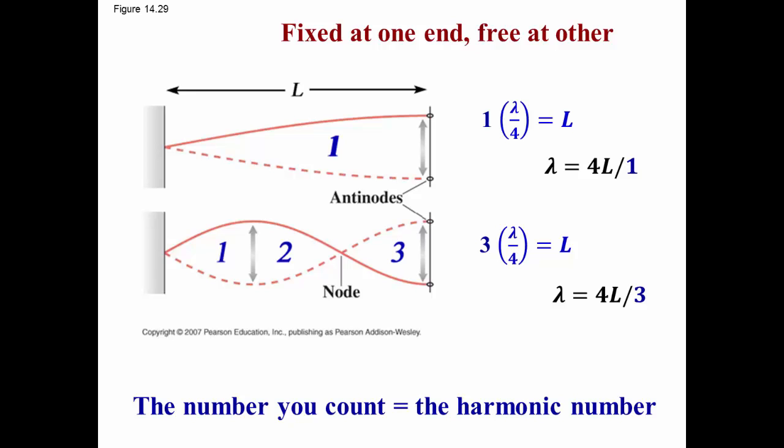If it's free at one end, what you see are fractional waves, quarter waves. So now we want to count the quarter waves. For the fundamental, there's 1 quarter wave in L. For this next case that's shown here, there's 3 quarter waves in L. And again, as before, if you count the quarter waves here, the number of quarter waves is the harmonic number. So what you see in that picture, 1, 2, 3 in that second case, means there's 3 quarter waves, which you can then solve to find lambda. It also means that it's the third harmonic of that system.